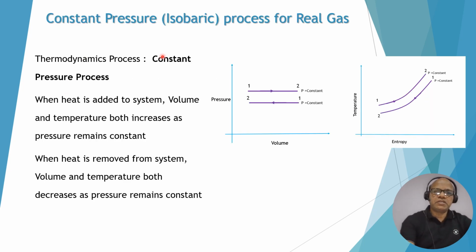Now the constant pressure process, as I said, is also called the isobaric process, which is shown on the PV diagram and TS diagram. On the PV diagram, the process pressure is constant. You can see process 1 to 2 when heat is given to the system. Similarly, the reverse 1 to 2 is where heat is removed. On the TS diagram, temperature increases and entropy increases. In the one below, heat is removed, so temperature drops and entropy drops.